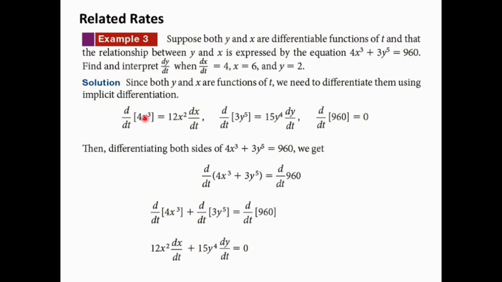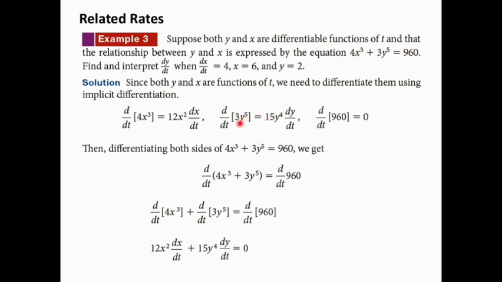X is a function of time. Because x is changing with respect to time, when I take the derivative of 4x to the third, we need to use the chain rule. So when I take the derivative of 4x to the third, I have 12x squared. Using the chain rule, I multiply it by the derivative of that inner function, a function x with respect to t. This is why when I write down the derivative, I have dx/dt. When I take the derivative of 3y to the fifth, I get 15y to the fourth.